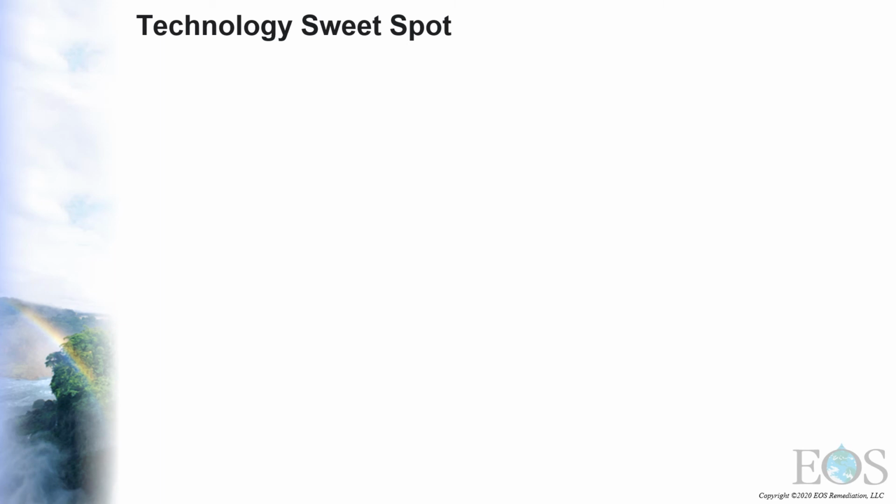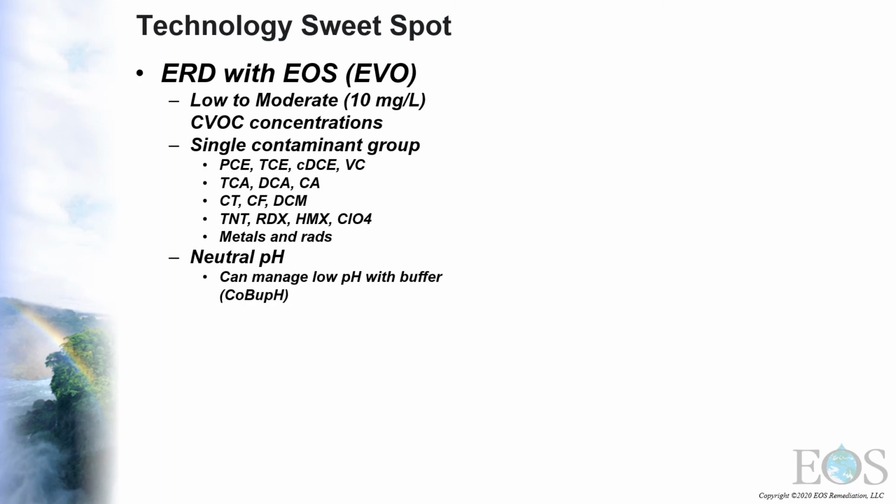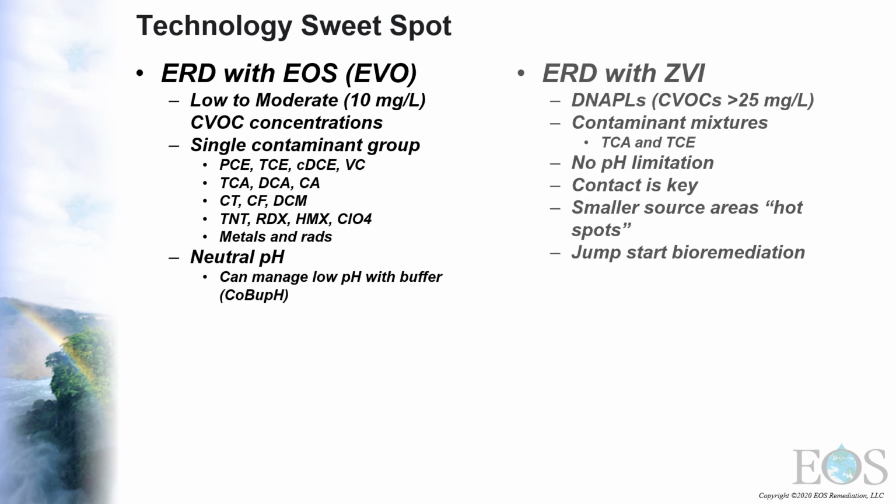So the sweet spot for the technologies is you would use EOS for ERD when you have low to moderate contaminant concentrations, something less than 10 milligrams per liter as example. You would have a single contamination group, and your pH would be neutral. Now, low acidity or low pH can be managed through a buffer like CoBuff. But if you have other site conditions, that's when you might consider using zero valent iron for ERD.